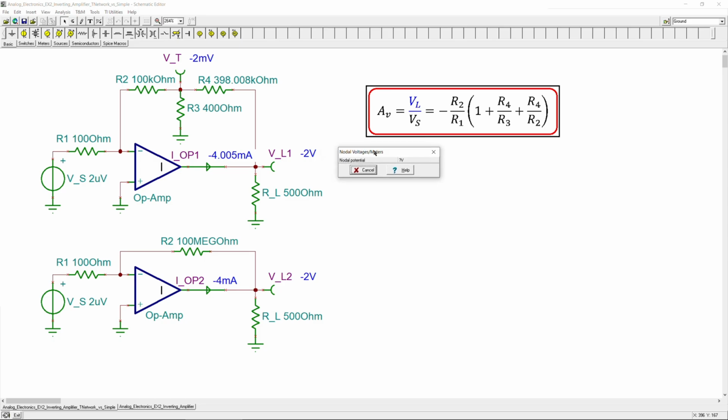Alright guys, this is the second example about the inverting amplifier using the T network. I also compared this T network with a basic inverting amplifier to see what the advantages of using this circuit are, also in terms of the required resistor values. And also in terms of noise, which is not the scope of the discussion of this example, it already has a better performance.